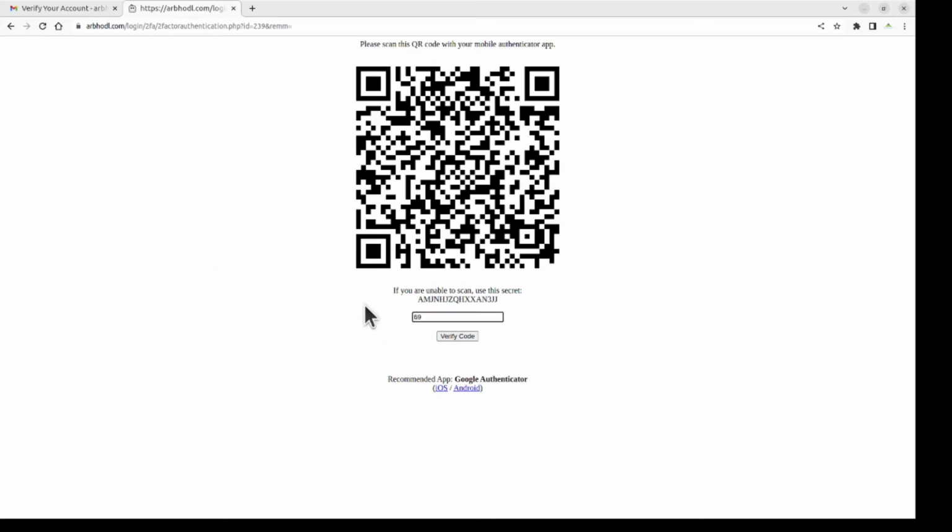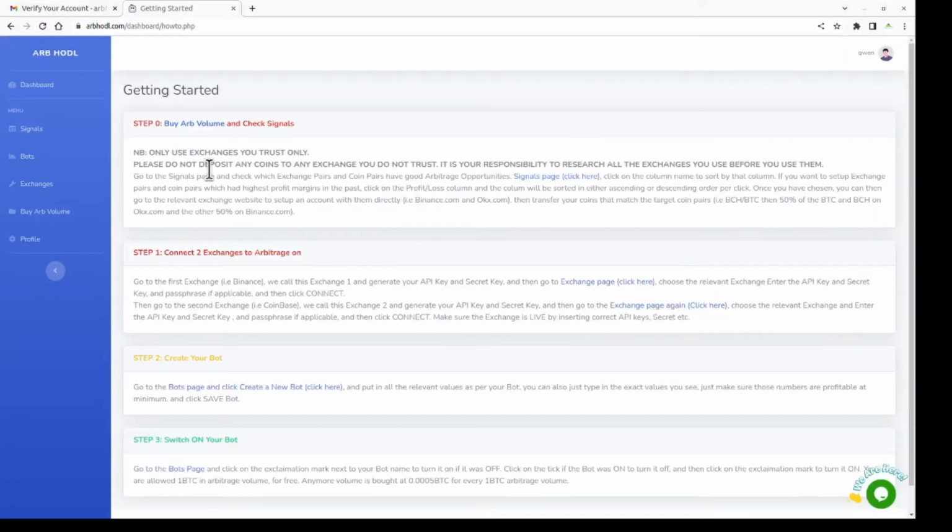Scan the QR code to activate your two-factor authentication. Make sure you back up your two-factor authentication secret code before you click on Verify Code. If you do not have the two-factor authentication app, click the link to Android or iOS and download the app onto your phone to scan the QR code seen here.